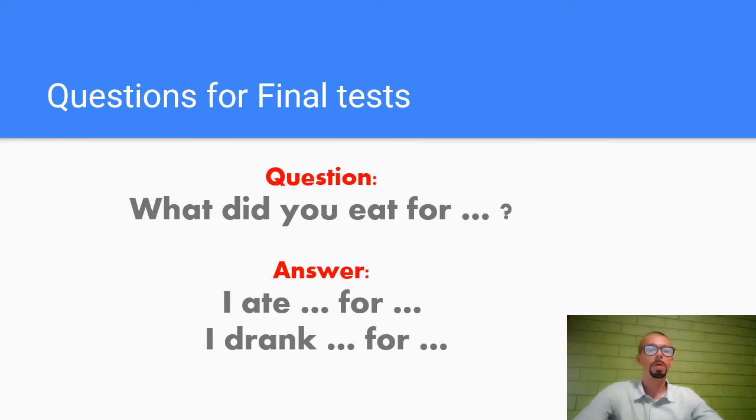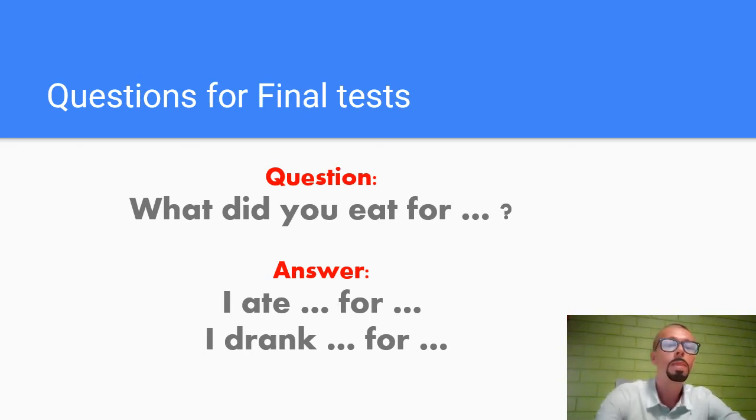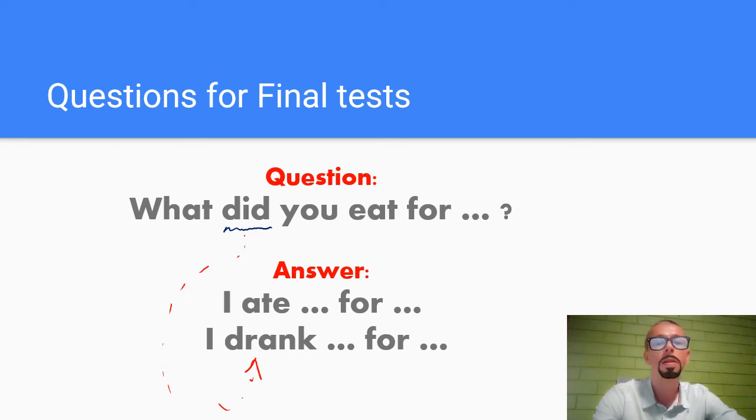First of all, you have to pay a lot of attention to this "did", right? What did you eat? This "did", the auxiliary word, tells you about the past tense. So this meal is already over. So "did" tells you that you have to change the verb to the past tense. You have to answer "I ate" or "I drank". Now, why answer "I drank"?